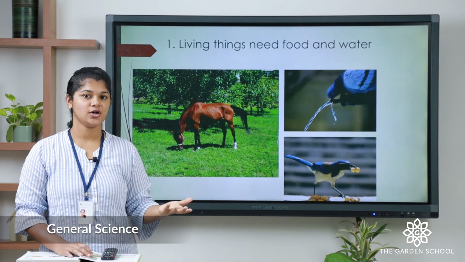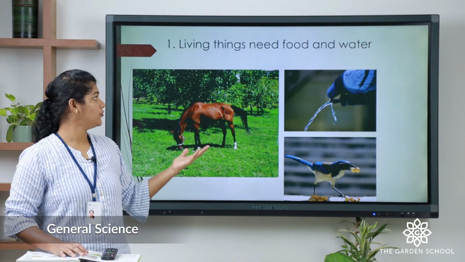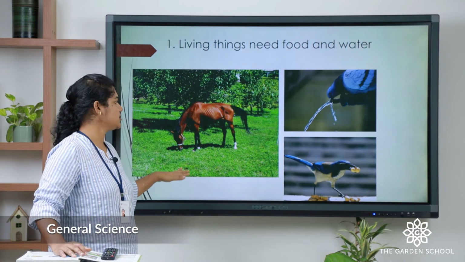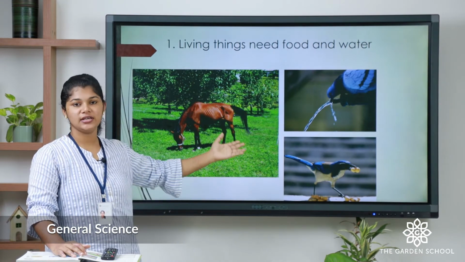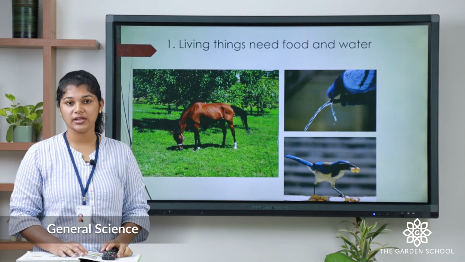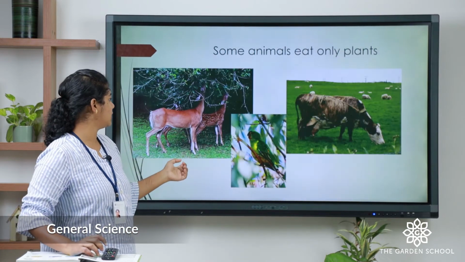Let's see the features of living things. The first one is that living things need food and water to live. From this picture you can understand the horse is going by itself, searching for food and water. You can see the sparrows, they are eating and drinking on their own. So living things need food.